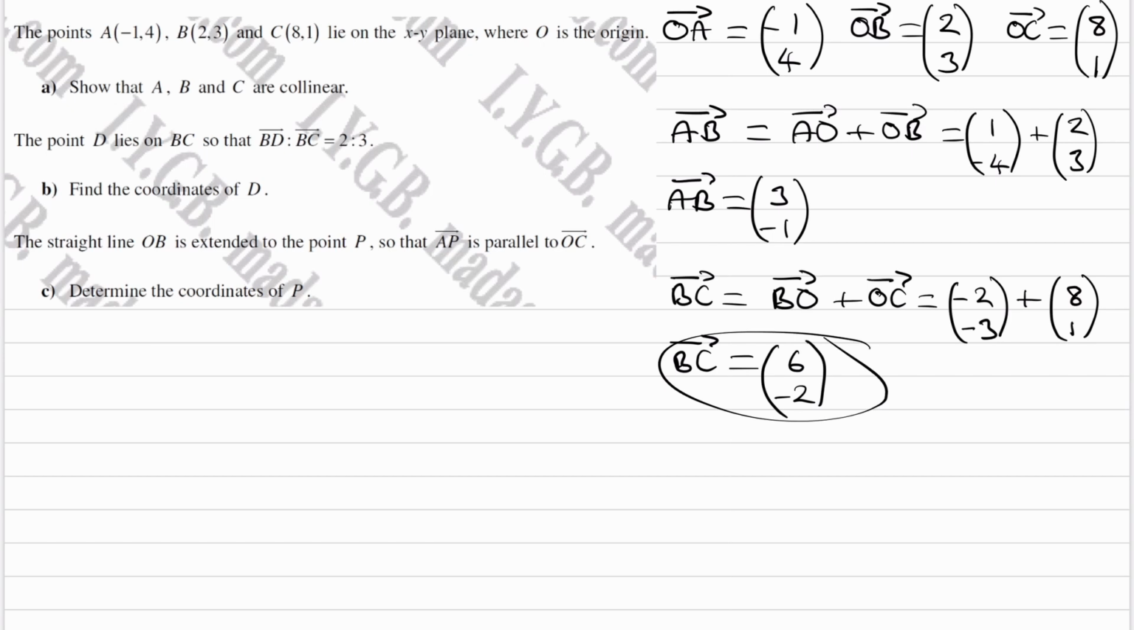If you look at these two vectors, we can see that B to C is 2 lots of A to B. Therefore, they are scalar multiples of each other. That means they're parallel. And because they share point B in common, points A, B, and C must be collinear.